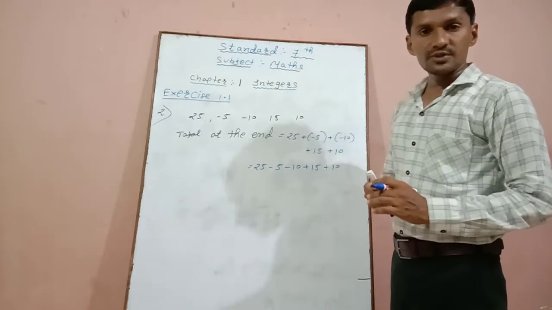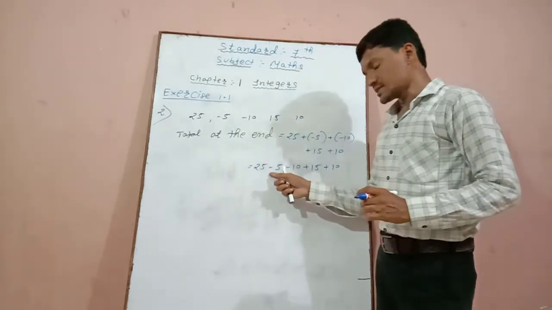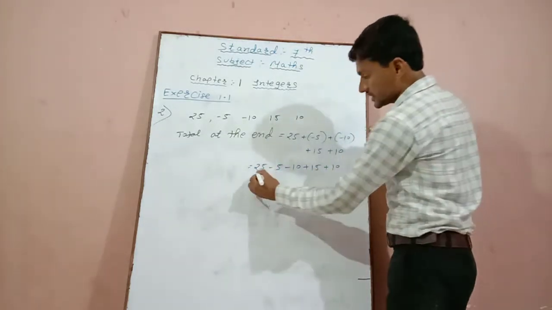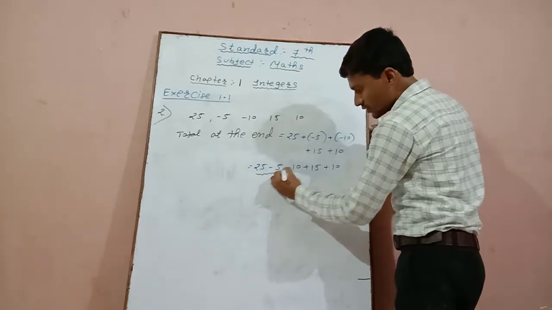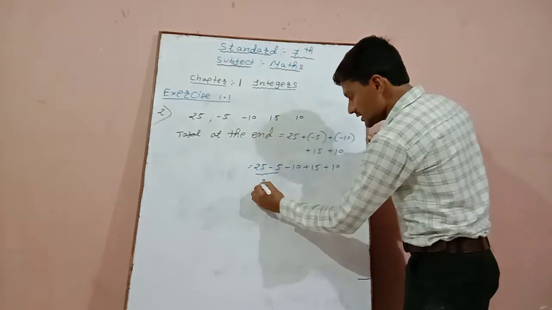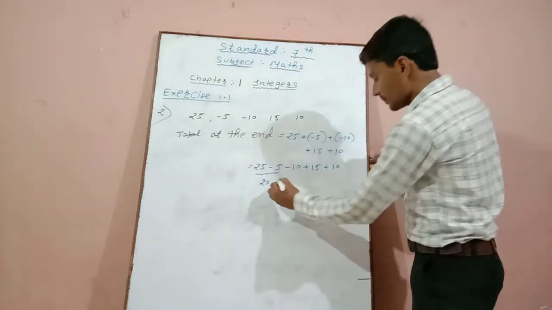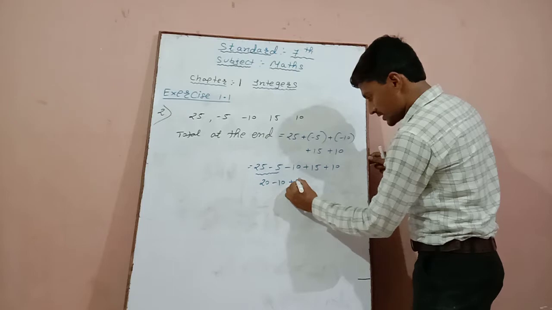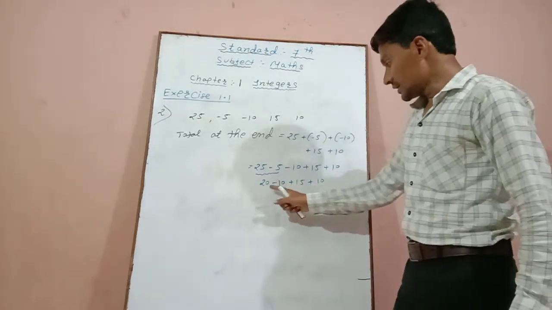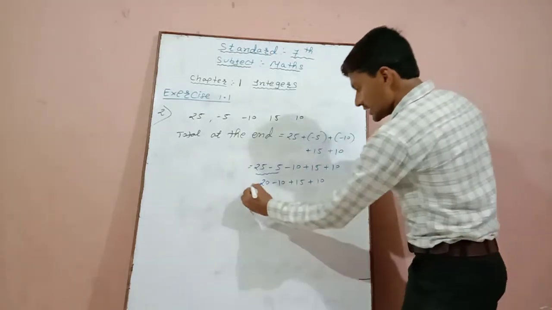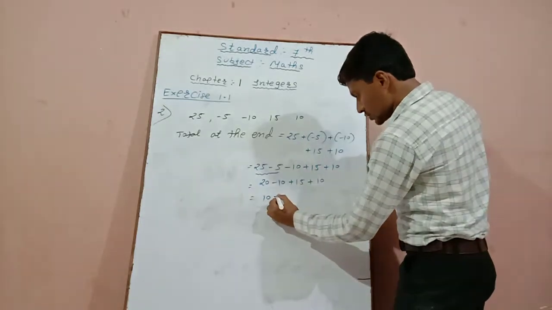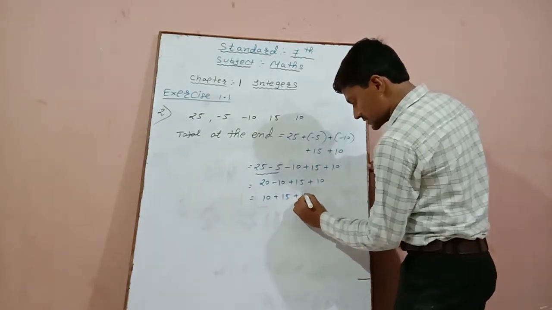Now we will subtract the number where it is a minus sign. We will add a number where it is a plus sign. Now subtract it. See here, these two. 25 minus 5, answer will be 20. Minus 10 plus 15 plus 10. Again 20 minus 10, answer will be plus 10. Now the remaining two numbers, 15 plus 10.